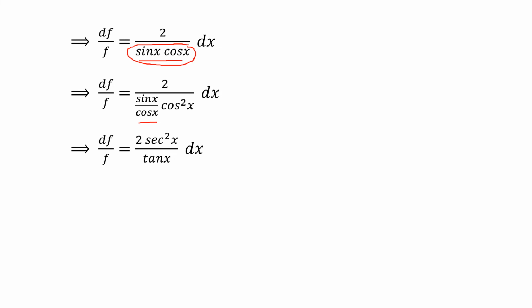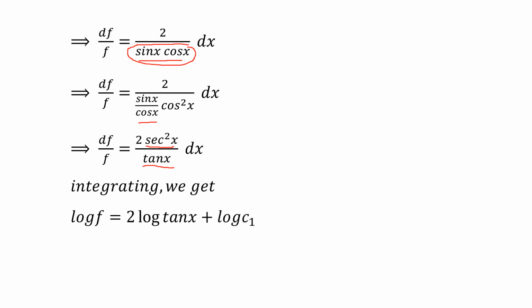Therefore we shall integrate. So while integrating you can observe on the right hand side, what is the derivative of tan x? Derivative of tan x is secant square x. So if the derivative of the denominator is present in the numerator, then the answer is log of the denominator. Therefore we get left hand side integral of df by f is log f is equal to, we shall write the constant 2 as it is, and integral of secant square x by tan x is log tan x plus constant of integration, we shall write it as log c1.